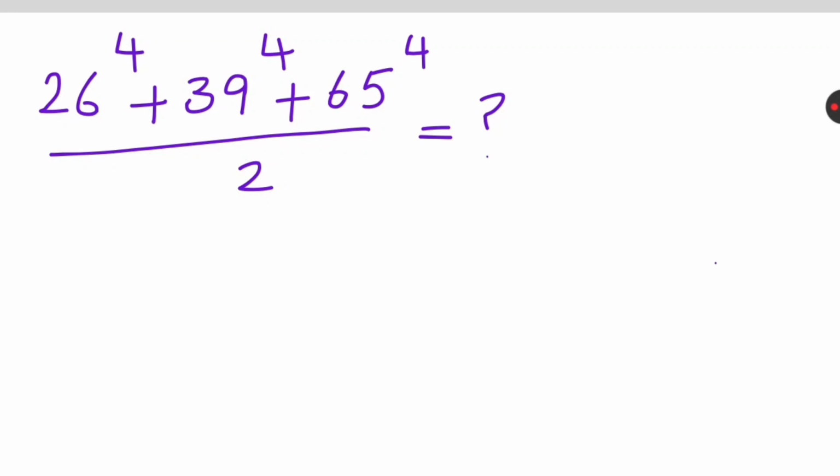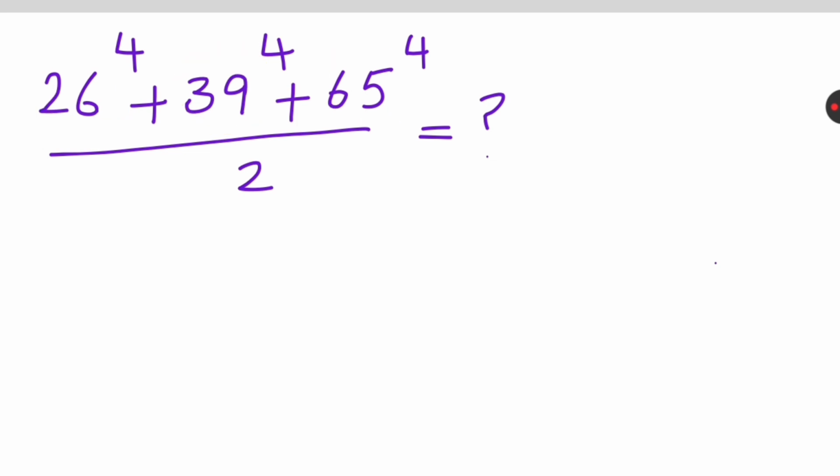Today's question is (26⁴ + 39⁴ + 65⁴) over 2. We need to find the value of this. Let's see step by step. Observe the numbers. Here we have 26, 39, 65. Do you observe these are all multiples of 13?